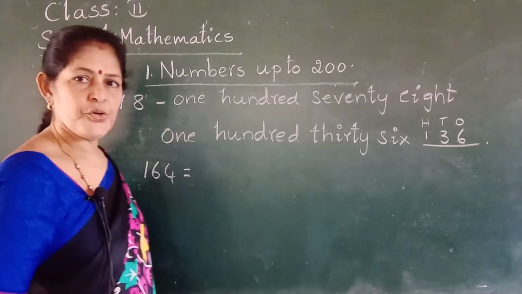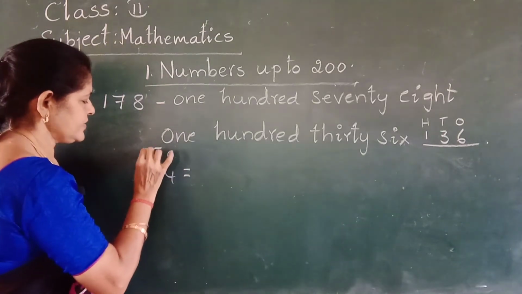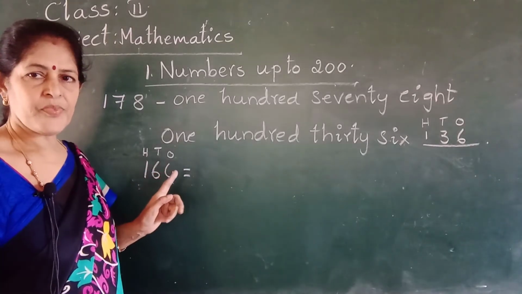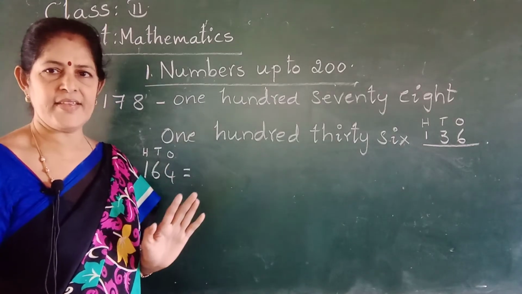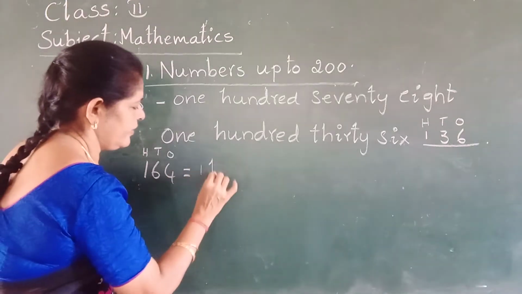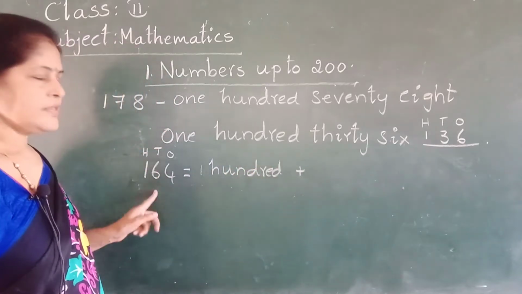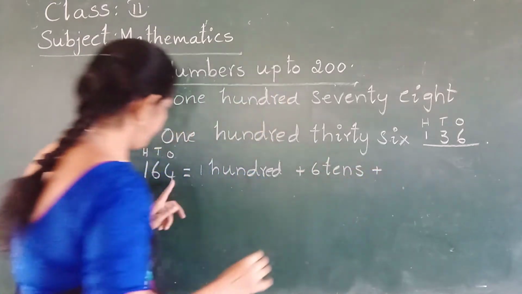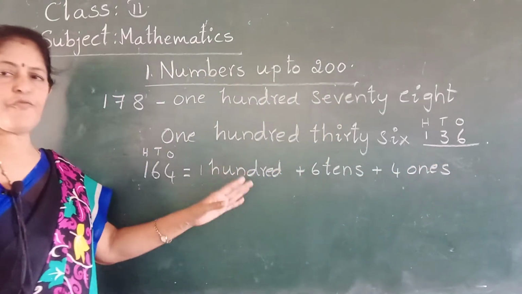164. Now I show you the expanded form of the given number. Put the places: ones, tens, hundreds. Start with hundreds. 1 is in the hundreds place. We are going to write in words and numbers. Any one you have to practice, in words or numbers. Here the place value of 1 is 100, plus 6 is in the tens place, 6 tens, plus 4 is in the ones place, 4 ones. This is the expanded form in words.